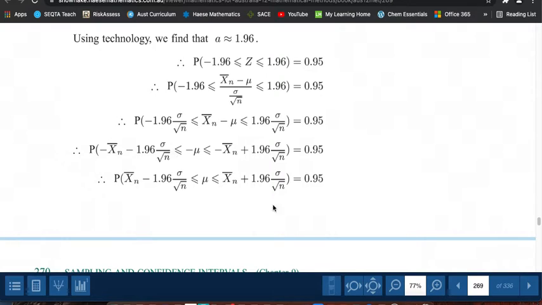This part here looks really messy. Okay, it looks pretty ugly, but if we explain what's there, it's not too bad. What this is saying is that the probability of the Z-score being between negative 1.96 and 1.96 is 0.95.